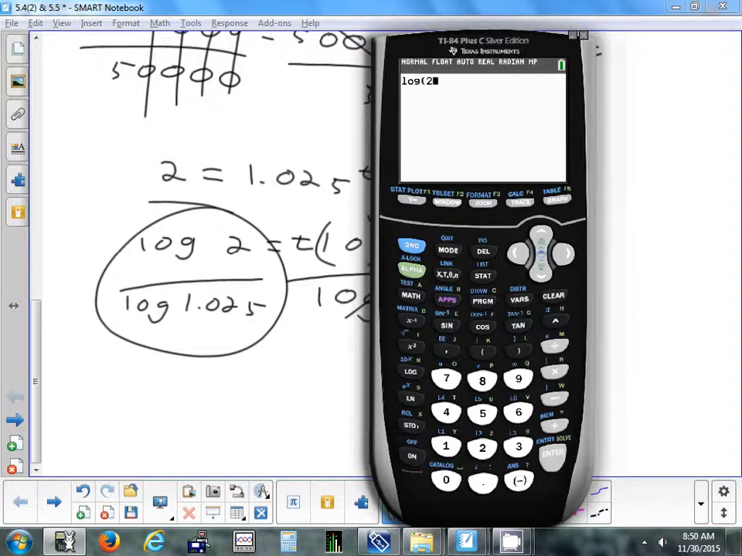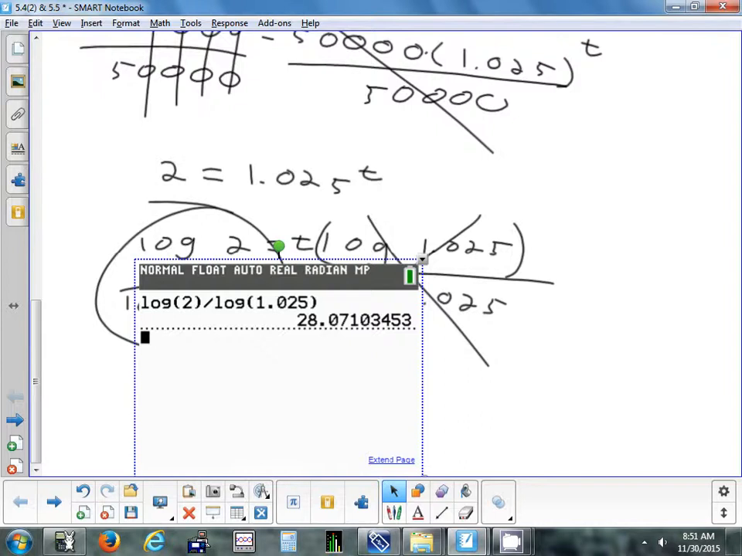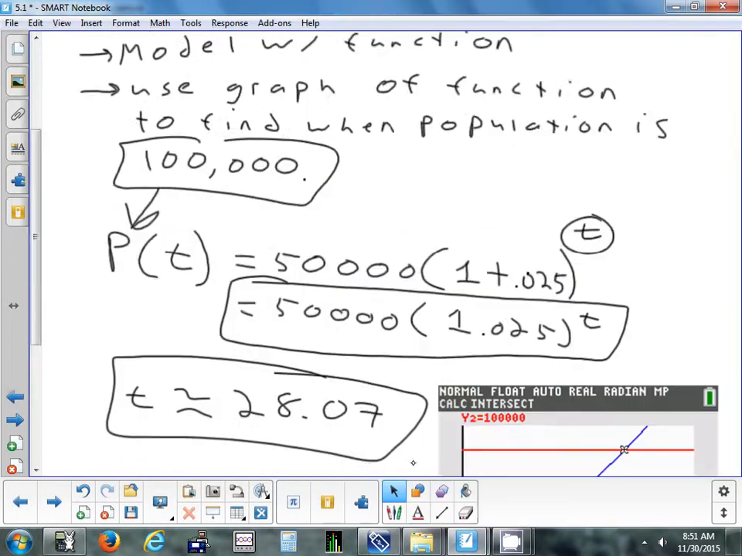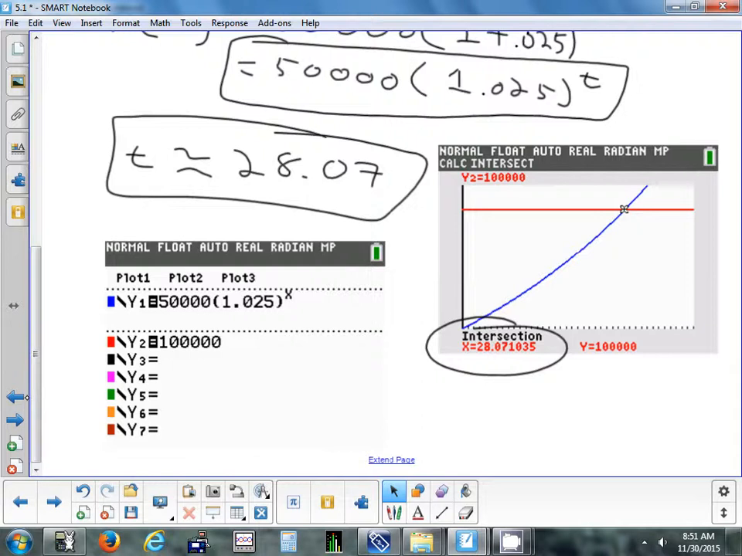Right, so we get log of 2 divided by, remember log, it's right by the 7, if you're looking for it, 1.025. So we get 28.071. Let's look at what we got graphically. 28.071. Okay, same thing.